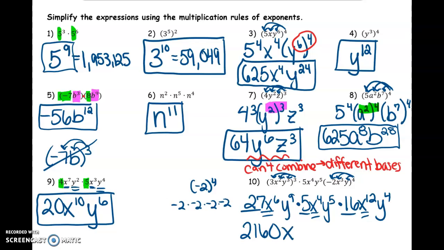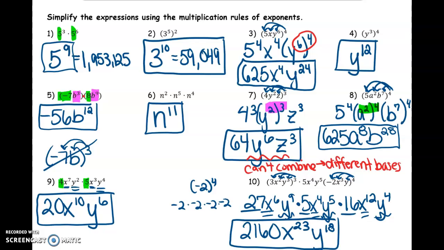Then I'm going to look at the x's next. When I'm multiplying with the same base, I keep the base the same, I add the exponents. So 6 plus 5 plus 12 is 23. And then the same thing with the y's. Y to the ninth, y to the fifth, y to the fourth. When I'm multiplying with the same base, I add the exponents. So I get y to the 18. And that is my final answer.